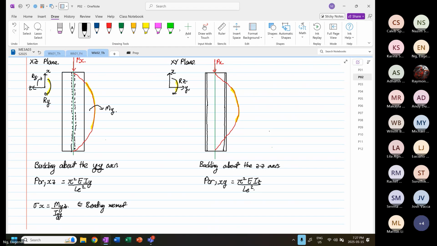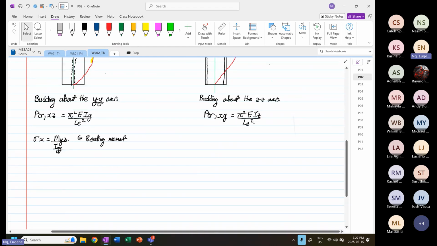So in a nutshell, to do this properly you need to sketch this out, look at two different planes and sketch the deformation pattern, and then you're not so confused about which one to use, IYY or IZZ. So this is so much easier, right?